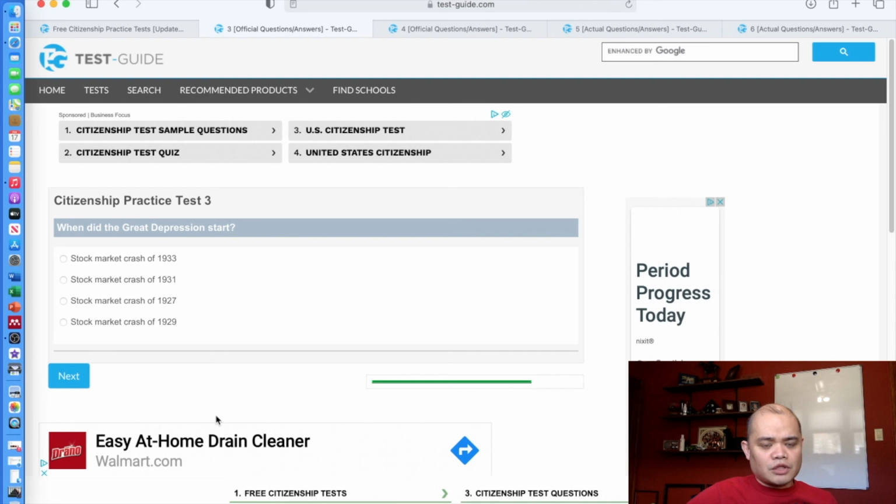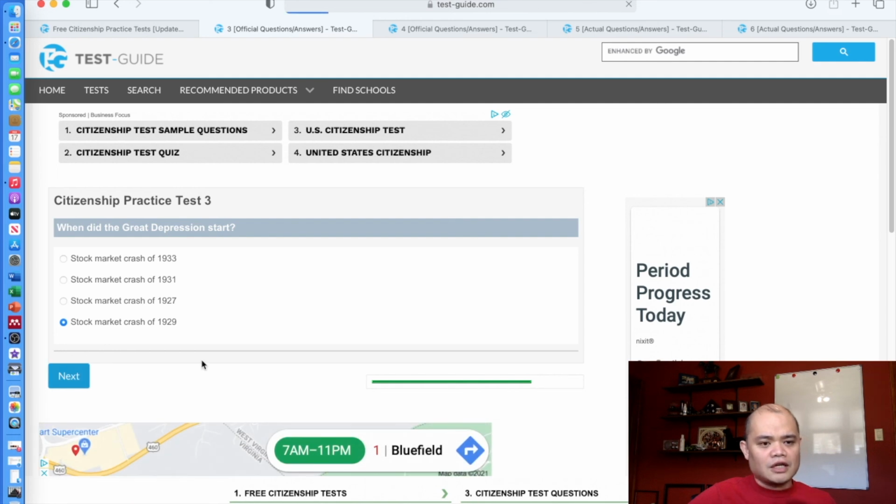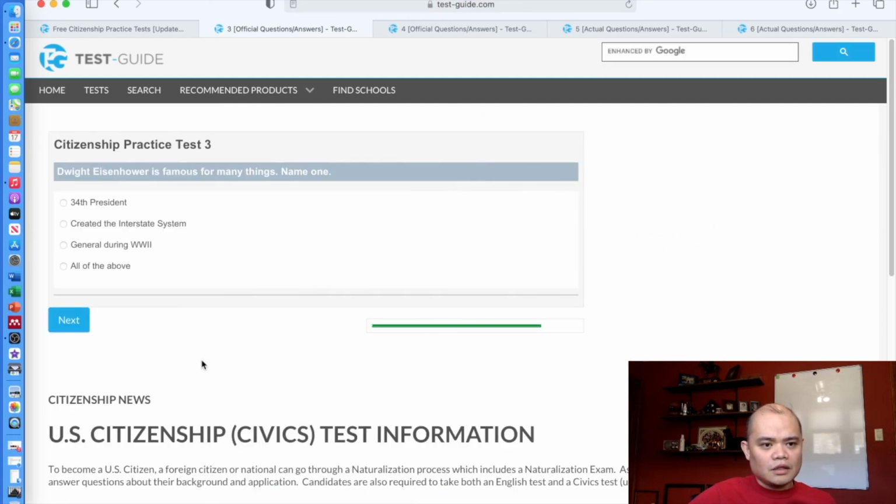When did the Great Depression start? So that will be towards the end of the 1920s, 1929, stock market crash, yes. Dwight Eisenhower is famous for many things. Name one. So he's the 34th president, that's true. Yes, he created the interstate system. Yes, he's in World War II, and then all of the above.